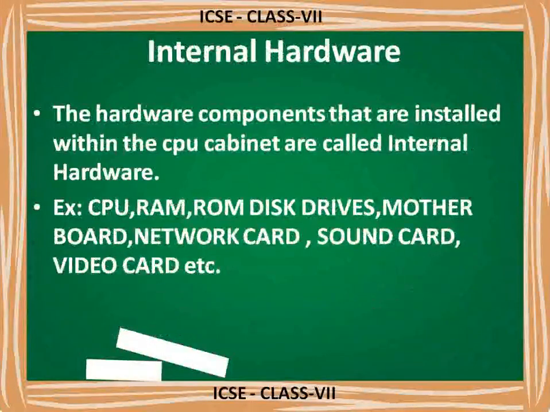Now internal hardware. The hardware components that are installed within the CPU cabinet are called internal hardware. Usually in a CPU, many components are connected that we can't see; they are present inside the CPU. The components installed inside the CPU cabinet are all internal hardware. For example, CPU, RAM, ROM, disk drives, motherboard, network card, sound card, video card, SMPS. Many parts are attached inside the CPU. Internal means inside, so these parts are present inside the CPU.